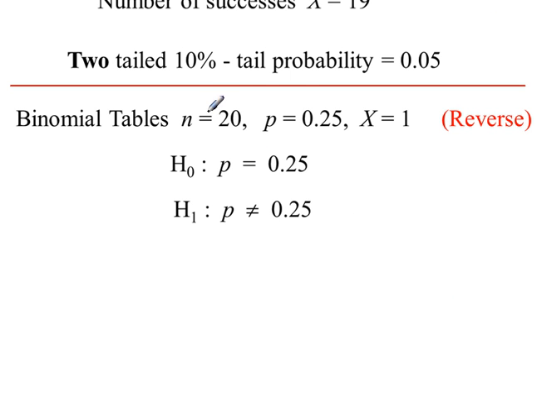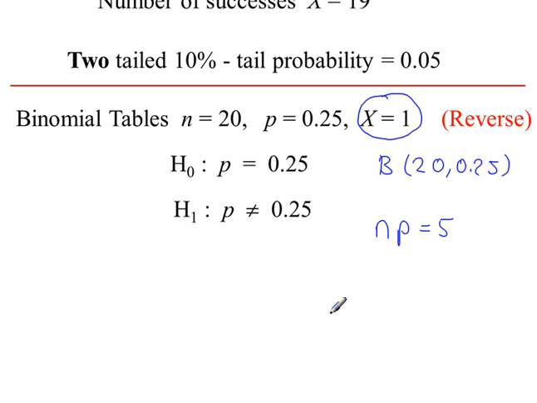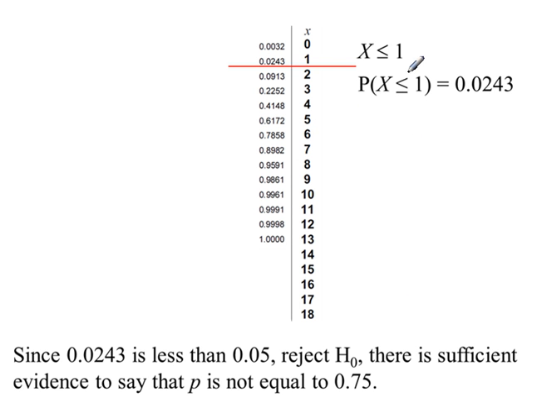So we work out the mean of our new binomial distribution, and this is the reverse binomial distribution. So n times p is equal to 5. Our x value is less than 5, so we're going to work out P(X less than or equal to 1). So P(X less than or equal to 1) is 0.0243. This probability is less than 0.05, so we're going to reject H0.